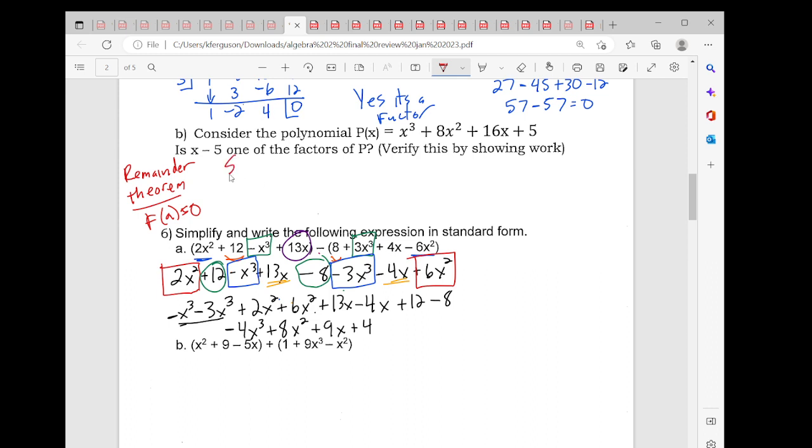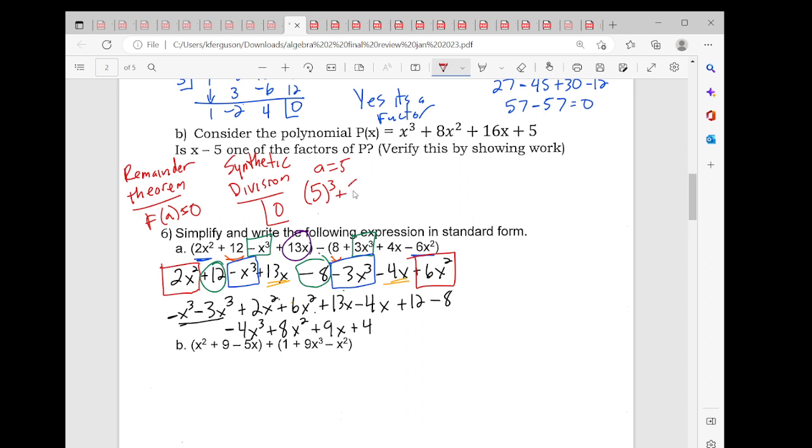You could also do synthetic division. And if your remainder is 0, then you got a factor. So I guess it all depends on how you want to do it. So let's try the remainder theorem. In this case, my a is 5, and then I just plug it in.